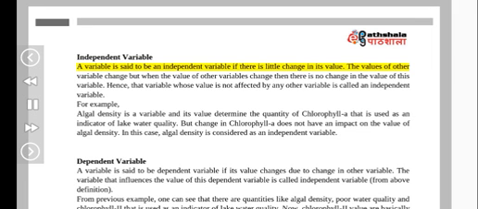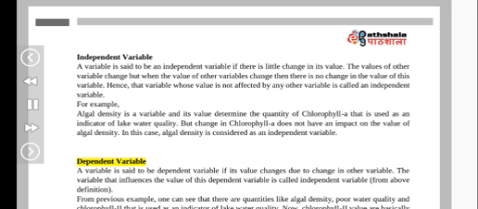Independent variable. A variable is said to be an independent variable if there is little change in its value. The values of other variables change, but when they change, there is no change in the value of this variable. Hence, a variable whose value is not affected by any other variable is called an independent variable. For example, algal density is a variable and its value determines the quantity of chlorophyll that is used as an indicator of lake water quality. But change in chlorophyll does not have an impact on the value of algal density. In this case, algal density is considered an independent variable.